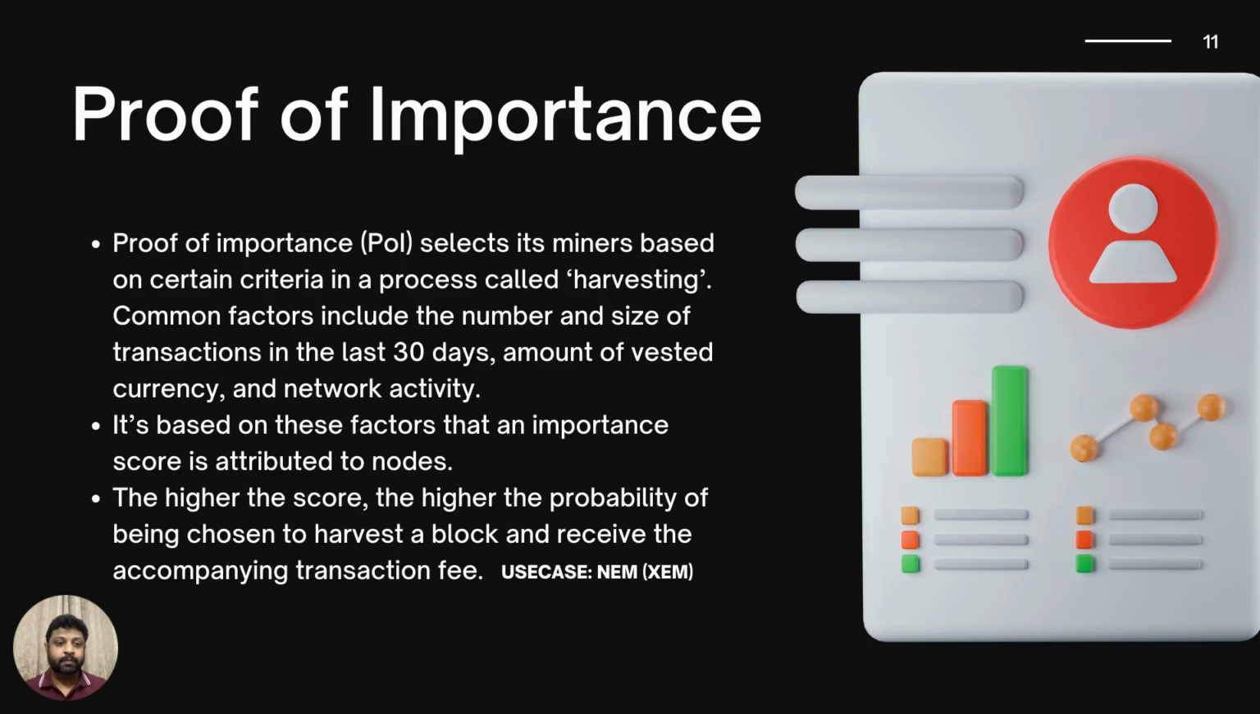Proof of importance. This mechanism selects its miners based on certain criteria in a process called harvesting. Common factors include the number and size of transactions in the last 30 days, amount of vested currency, and network activity. It's based on these factors that an importance score is attributed to nodes. The higher the score, the higher the probability of being chosen to harvest a block and receive the accompanying transaction fee. In other words, proof of importance works on a very simple basis, which is track record.